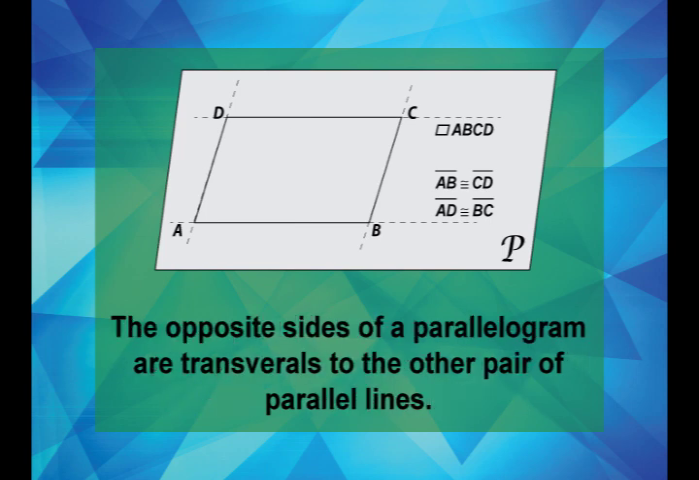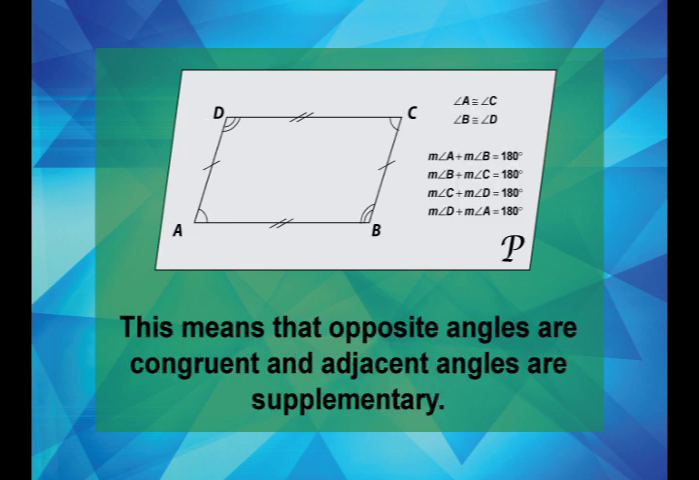The opposite sides of a parallelogram are transversals to the other pair of parallel lines. This means that opposite angles are congruent and adjacent angles are supplementary. In this quadrilateral, angles A and C are congruent, and angles B and D are congruent. Also, angles A and B are supplementary. This also applies to these pairs of angles, B and C and D and A.